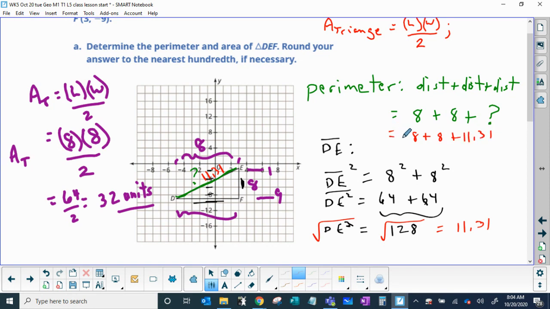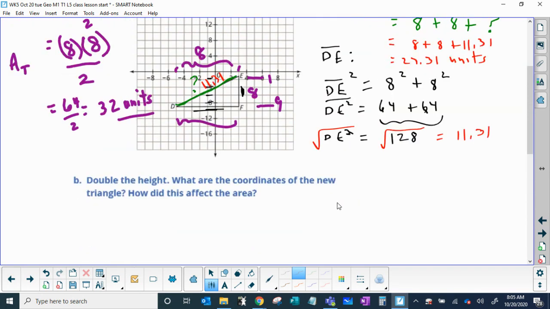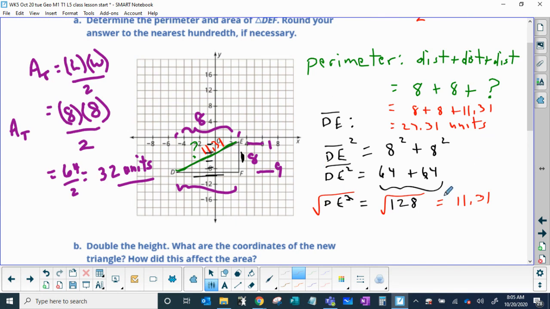Okay, and now we have our grand total. That'll be 27.31 units. Okay, so hopefully that was helpful. We're on page 75, and that's what we're going to be studying today.